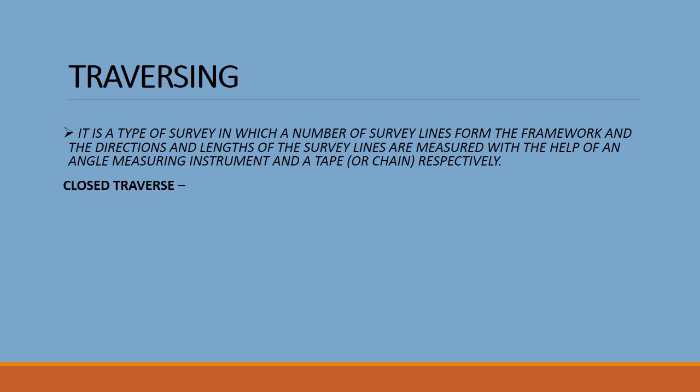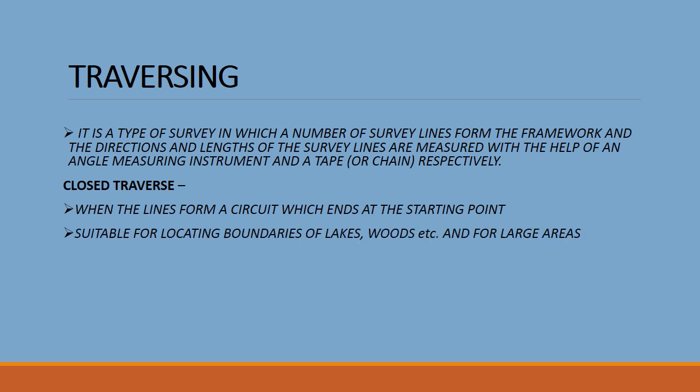Now what do you mean by closed traverse? When we start plotting a traverse, we are forming a framework. If we start from a point and go around, and the end point meets the starting point, then we term that particular traverse a closed traverse. When the lines form a circuit which ends at the starting point, it is known as closed traverse. It is suitable for locating boundaries of lakes, woods, etc., and it is used for surveying large areas.